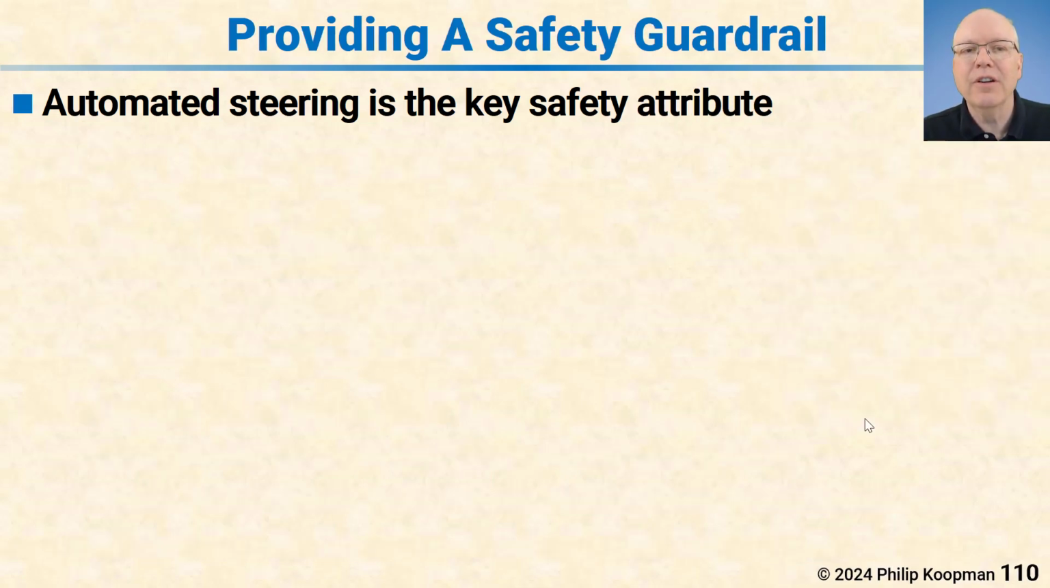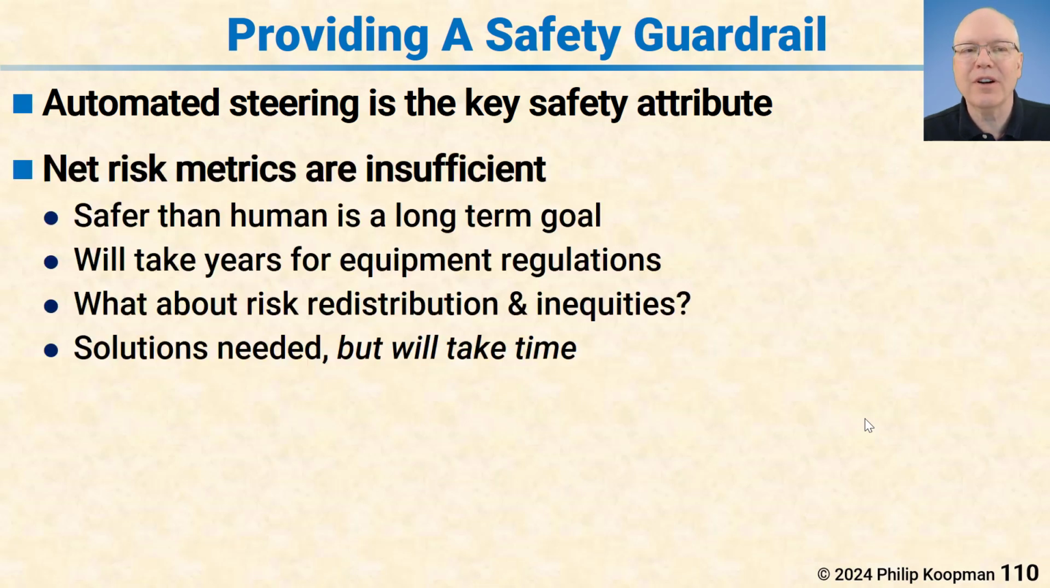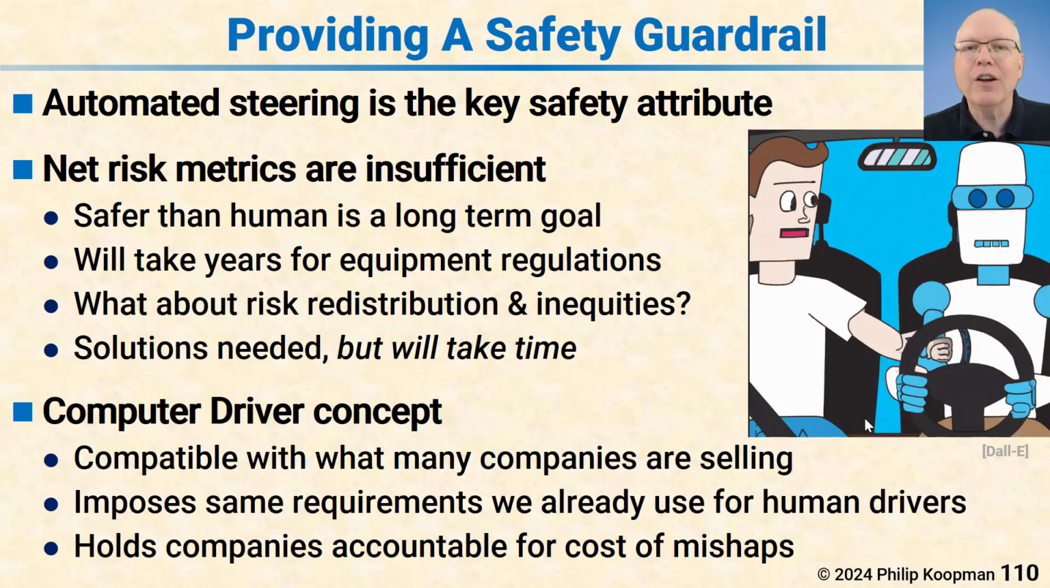Based on this discussion, automated steering is the key safety attribute. When you automate steering, you expect the driver to drop out, and you have to do something other than blaming the driver for being an imperfect human, as all humans are. Net risk metrics are insufficient. Safer than human is a long-term goal. It will take years for equipment regulations to come into place. And what about risk redistribution and inequities? Solutions are needed, but it will take time, and we need something to provide a safety guardrail while we're waiting for all those heavyweight mechanisms to happen. And that safety guardrail can be done by defining a computer driver.